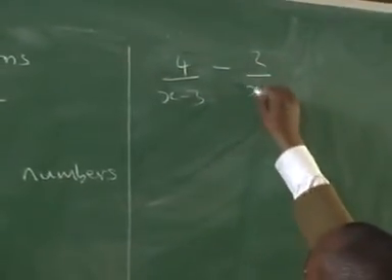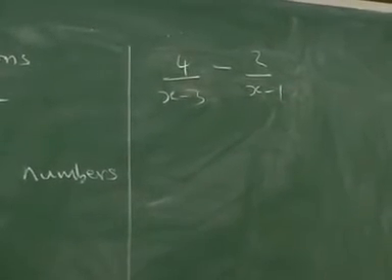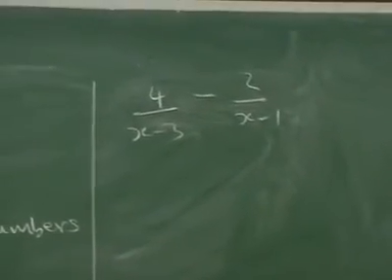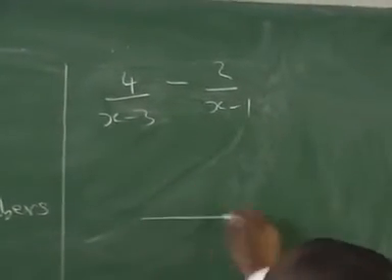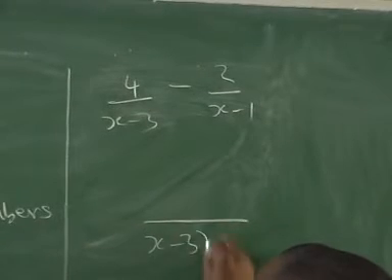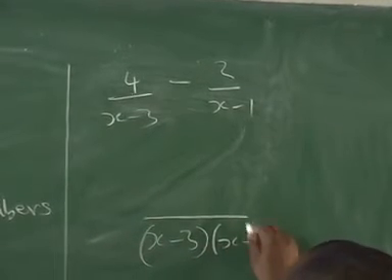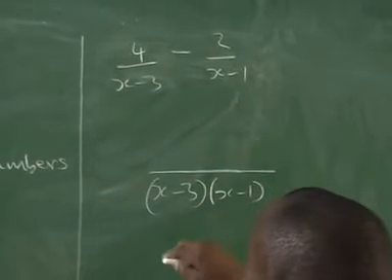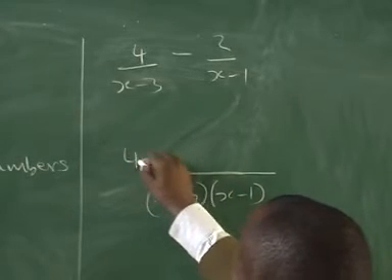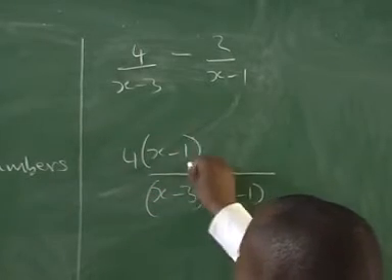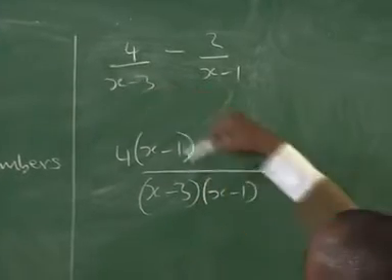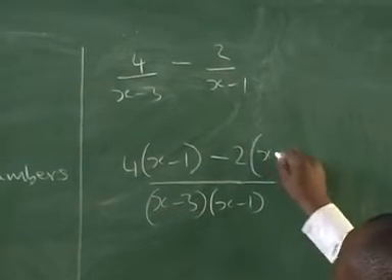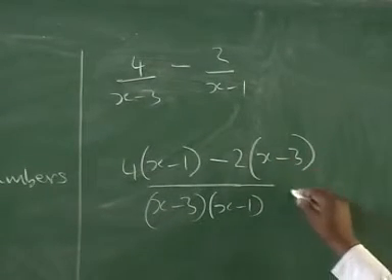then we have 2 over x minus 1. Now this one is algebraic functions, algebraic rational functions. Suppose you want to take LCM. LCM will be x minus 3 and then x minus 1. Going this way, we will have that 4 times x minus 1. Of course, this one will cancel here, so we use this to times 4. Minus 2 times x minus 3. Look at that.